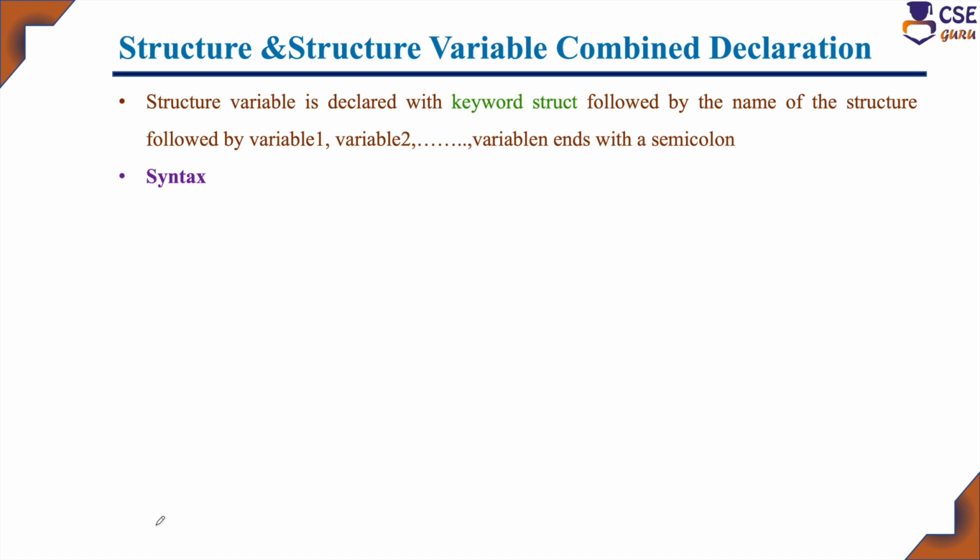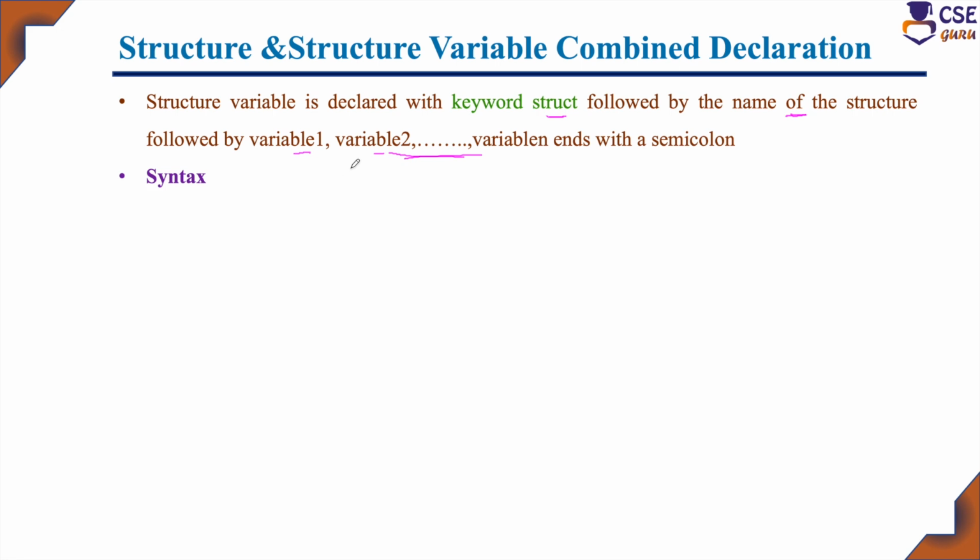So here the structure and the structure variable declaration can be combined. How? The structure variable is declared with the keyword struct followed by the name of the structure and then followed by the variable names. Any number of variables we can add up here, and that should end with a semicolon. So this is actually the structure variable declaration. And what is the syntax for the structure declaration combined with variable declaration?